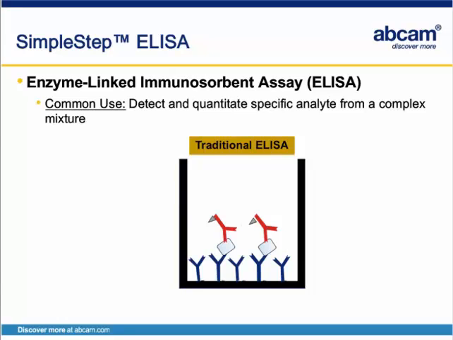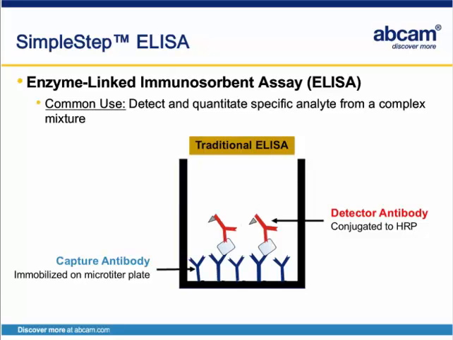In a sandwich ELISA, one antibody is immobilized to the bottom of every well in a microtiter plate. This antibody is called the capture antibody, and upon sample incubation, binds the target protein. An additional step incorporates a second antibody that can be labeled with a reporter enzyme, such as horseradish peroxidase, or HRP. This antibody is called the detector antibody and completes the sandwich ELISA.